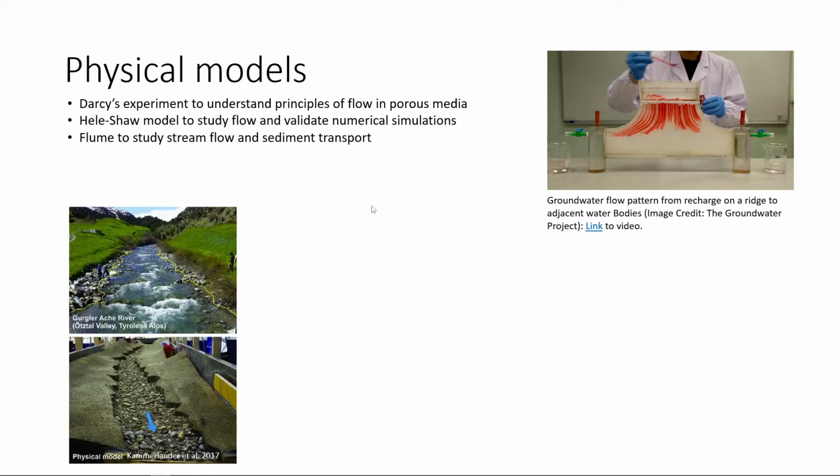Okay, so another type of physical model is flumes. We use flumes a lot to study stream flow and sediment transport. We can study this with a numerical model, but sometimes this is our real system and this is the physical model, the replica. So we create this replica in the lab for our real system, and then we use it to study flow and sediment transport in that stream.